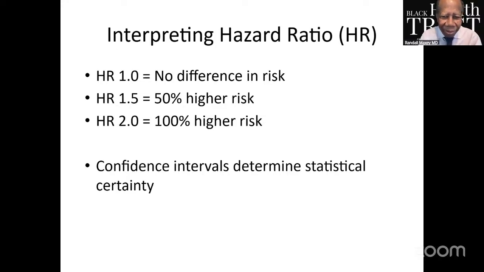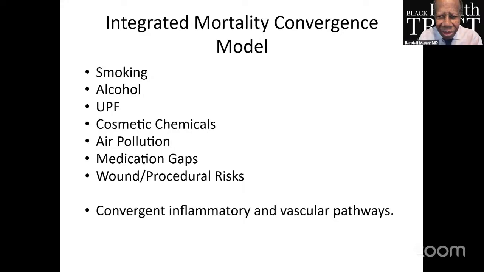Next slide, Simon. So there's an integrated mortality convergence model that includes the dangers of smoking, alcohol, ultra-processed foods, cosmetics and chemicals, air pollution, medication gaps, and wound and procedural risks. How do all these things work together to make our cohort, our population, suffer? And we know they converge at inflammatory and vascular pathways. Next slide.